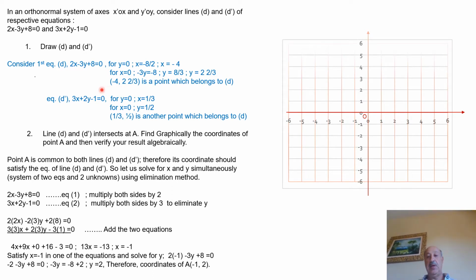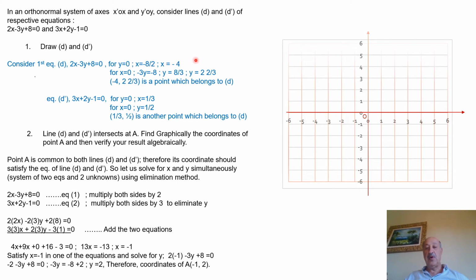We start by taking equation D, 2x minus 3y plus 8 equals 0. If we determine 2 points that belong to D, it's enough for us to draw D by joining these 2 points. How can we do that? Well, let's give y equals 0 and solve for x. So if y equals 0, x is equal to minus 4. So x equals minus 4 is the abscissa of this point, and 0 is the ordinate.